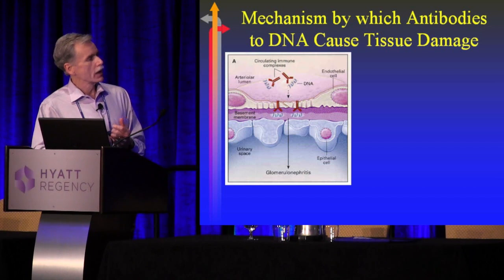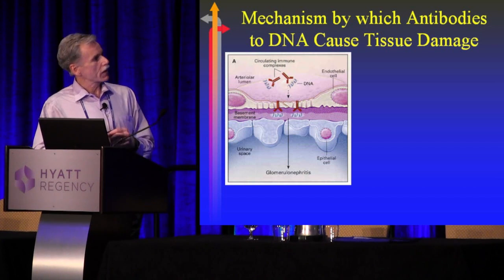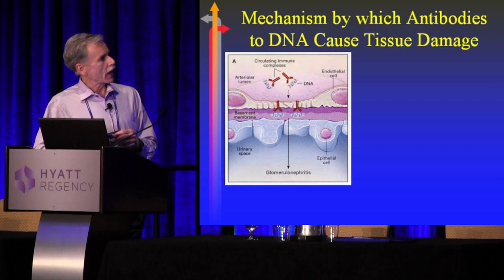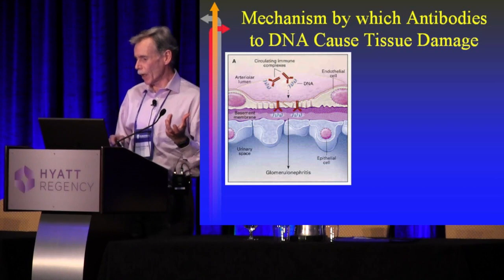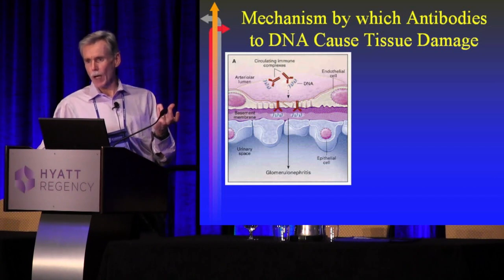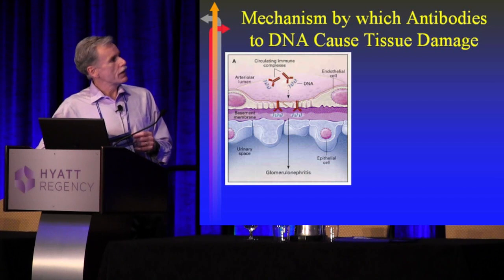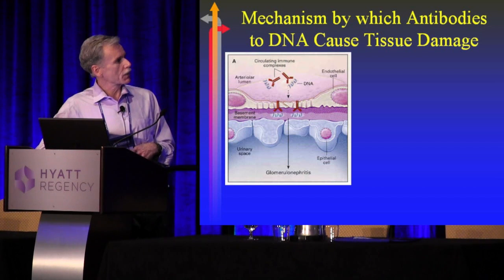That complex then gets filtered through the blood and into the kidney, and this is a cross-sectional view of the filtering mechanism of the kidney. And we know that in animal models, these complexes get stuck in this basement membrane, basically the coffee filter. You think of the kidney as essentially a coffee filter. What happens is that these immune complexes get stuck in that coffee filter of the kidney, the basement membrane.